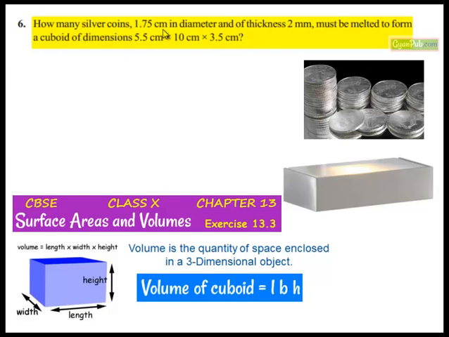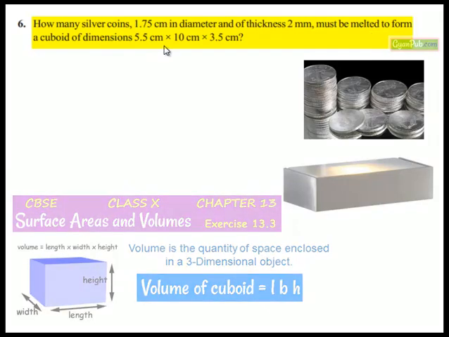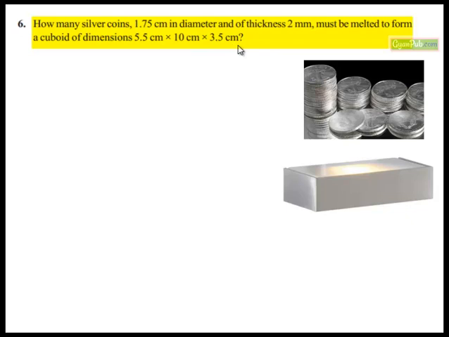How many silver coins 1.75 centimeters in diameter and thickness 2 millimeters must be melted to form a cuboid of dimensions 5.5 centimeters by 10 centimeters by 3.5 centimeters? Now coming to the solution. Here there are some silver coins of diameter 1.75 centimeters and thickness 2 mm. So he is asking how many such coins are required to melt and form a cuboid of certain dimensions, that are 5.5 centimeter by 10 centimeter by 3.5 centimeter.